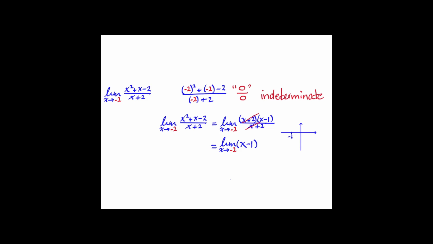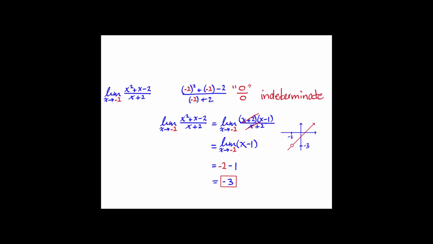And remember what the graph of this looked like. The graph of this quotient is a straight line with a hole. When x equals -2, it's not defined. And that point that we've removed is (-2, -3). Once we get the limit of a polynomial, we can use direct substitution. So we plug in -2 there, we get -2 minus 1, which is -3.